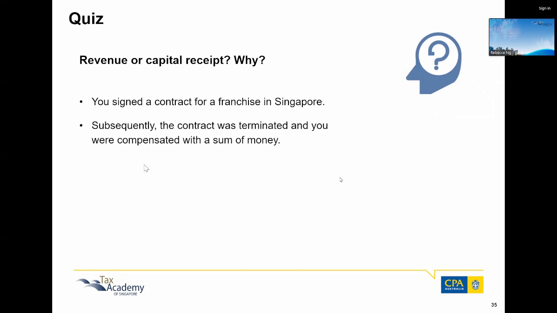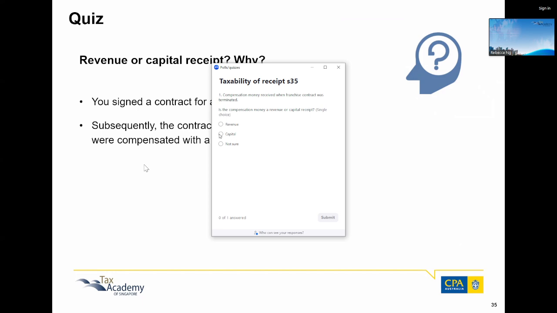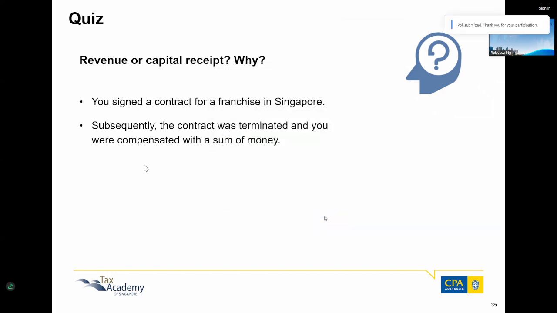Okay, let's do a quiz to test your understanding of capital versus revenue receipts. Capital receipts are not taxable, revenue receipts are taxable. You have signed a contract for a franchise in Singapore. Subsequently, the contract was terminated and you were compensated with a sum of money. Let's see whether this is capital or revenue in nature. Is the compensation money revenue or capital in nature?